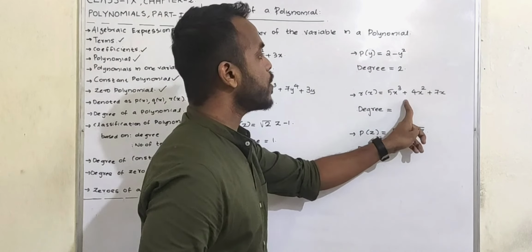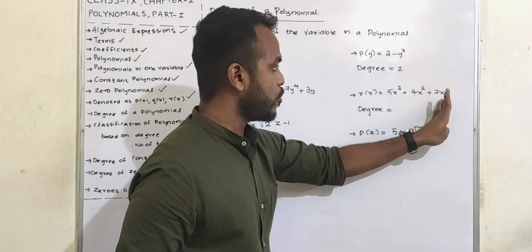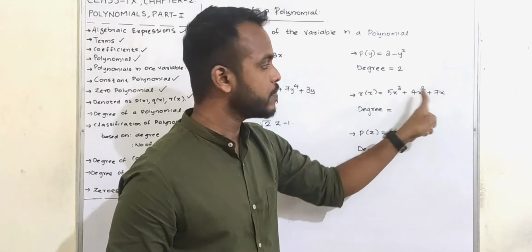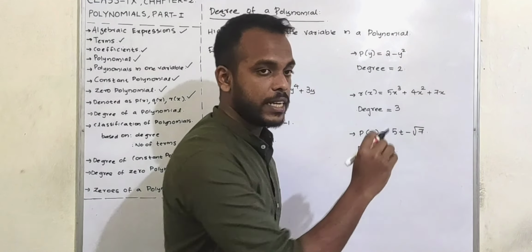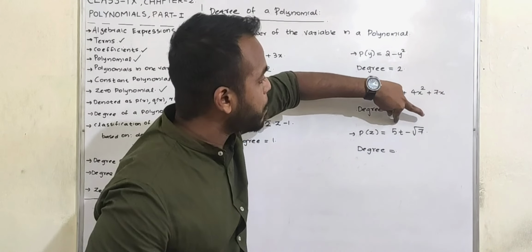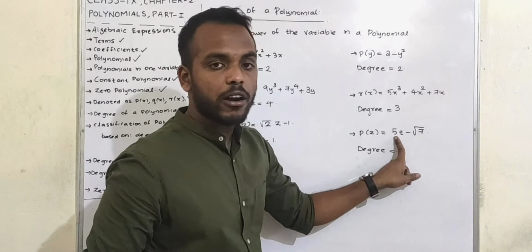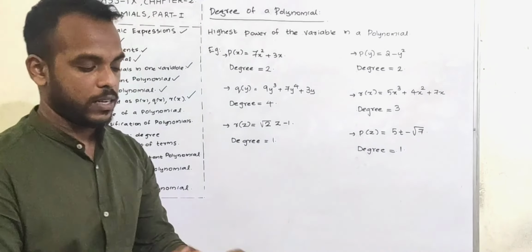Now 5x cube plus 4x square plus 7x. In this polynomial, which has the highest power? This first term, and that power is 3. So the degree of this polynomial is 3. Now 5t minus root 7. The power of t is 1. So the degree of this polynomial is 1. That's all.